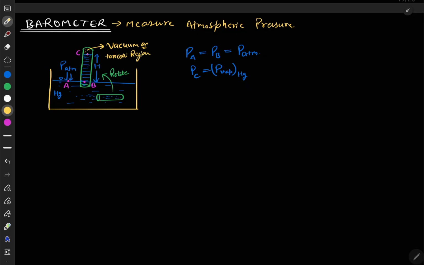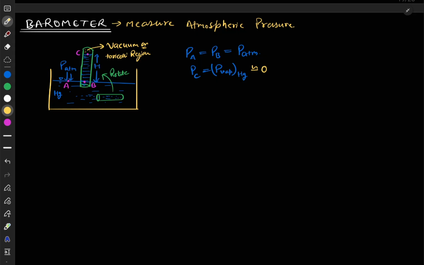Okay, and inside this region there will be your mercury vapors. But for mercury, your vapor pressure is very low. So this value PC is generally assumed to be 0. At vacuum your pressure is 0. I hope you understood till here.